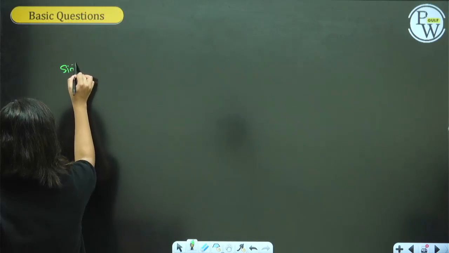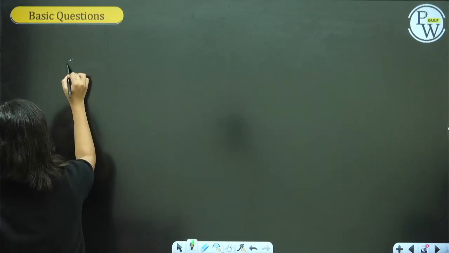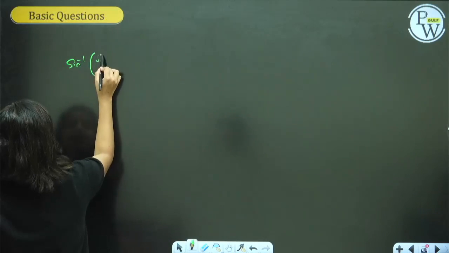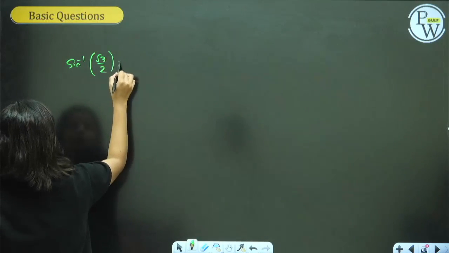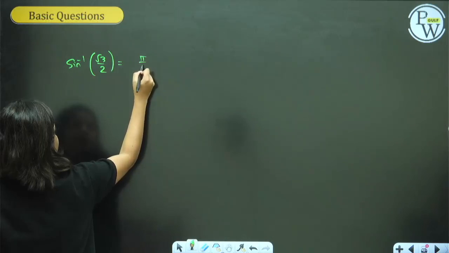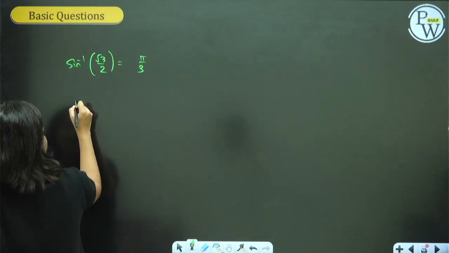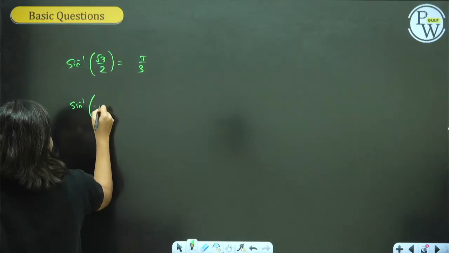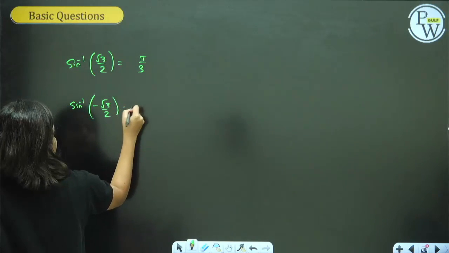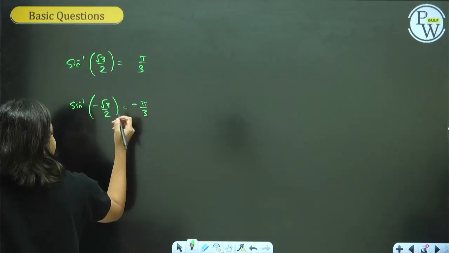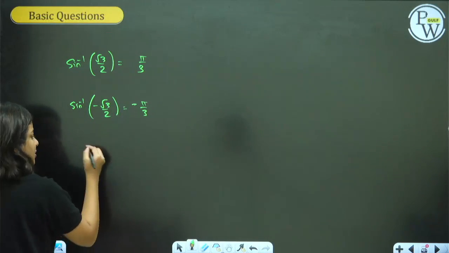Let's say if you have sine inverse of root 3 by 2. When is sine equal to root 3 by 2? At 60 degrees, pi by 3. If you have sine inverse of minus root 3 by 2, it is minus pi by 3. In the first family, what happens? The minus sign just comes out.